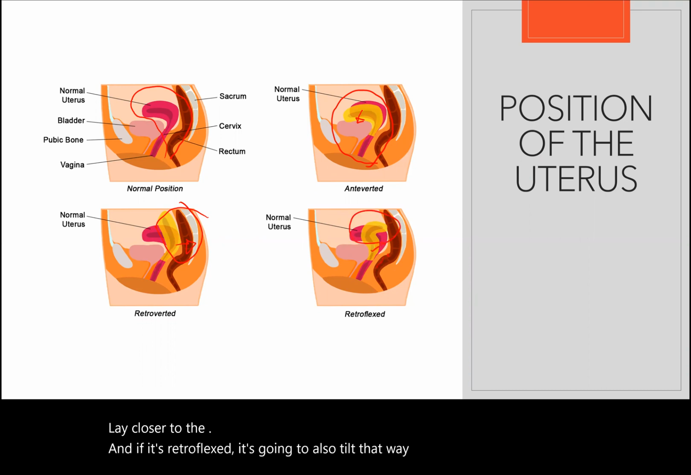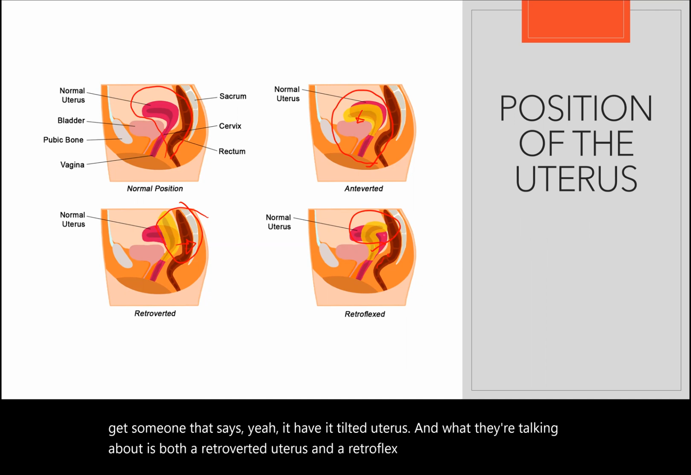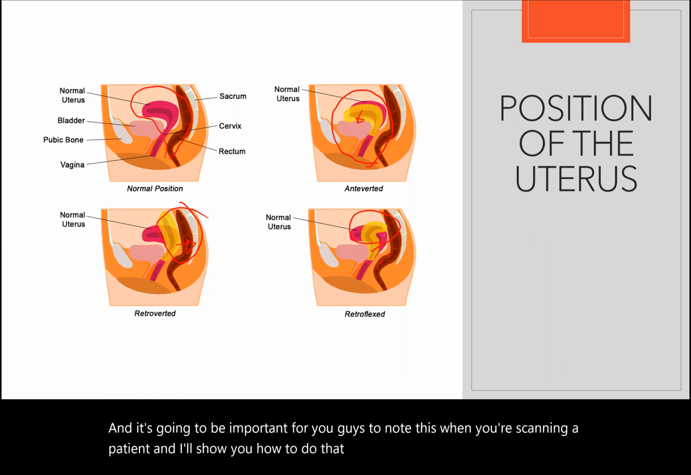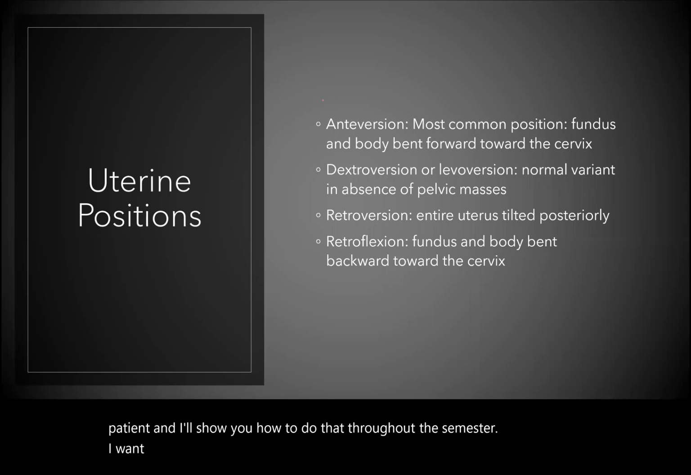So a lot of the times you'll get someone that says, yeah, I have a tilted uterus. And what they're talking about is both a retroverted uterus and a retroflexed uterus. And it's going to be important for you guys to note this when you're scanning a patient. And I'll show you how to do that throughout the semester. I want you to know the different terms for how a uterus could lay, anteversion being the most common position.